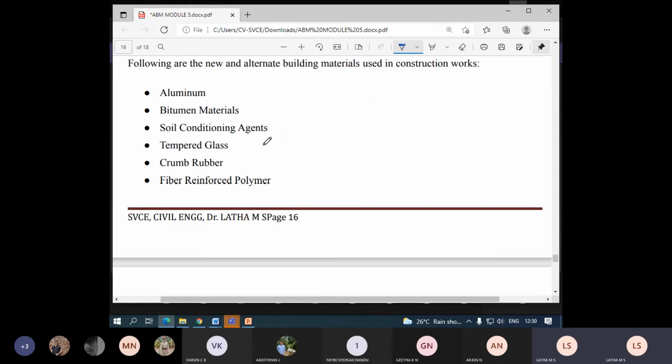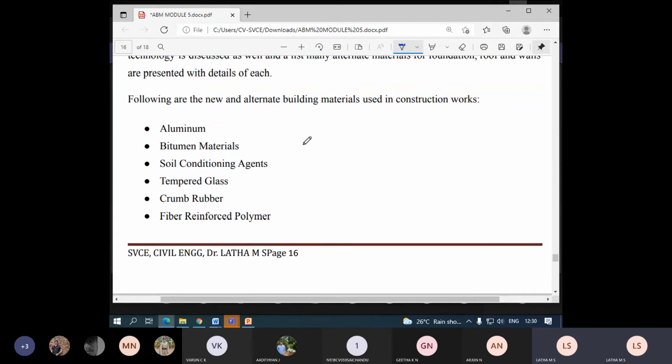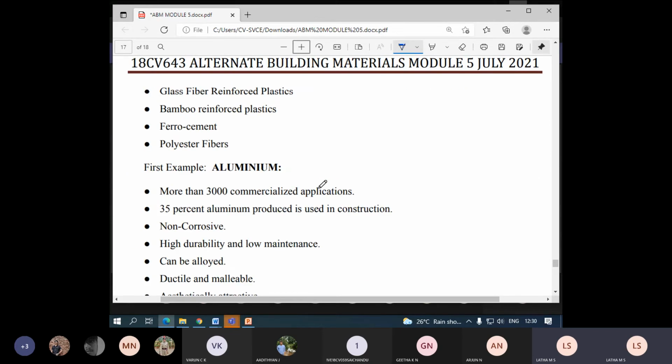Right? So here are a few different types of materials. It cannot be exactly replacing, but it can replace. Like aluminum, as I said, it is ductile and malleable, it can be molded into any shape, and it can be used along with your steel bars. Bitumen materials can be used, soil conditioning agents can also be used, tempered glass can be used, crumb rubbers can be used, and fiber reinforced polymers we have already discussed. Many materials are available, students: glass reinforced plastics, bamboo reinforced plastic, ferro cement.